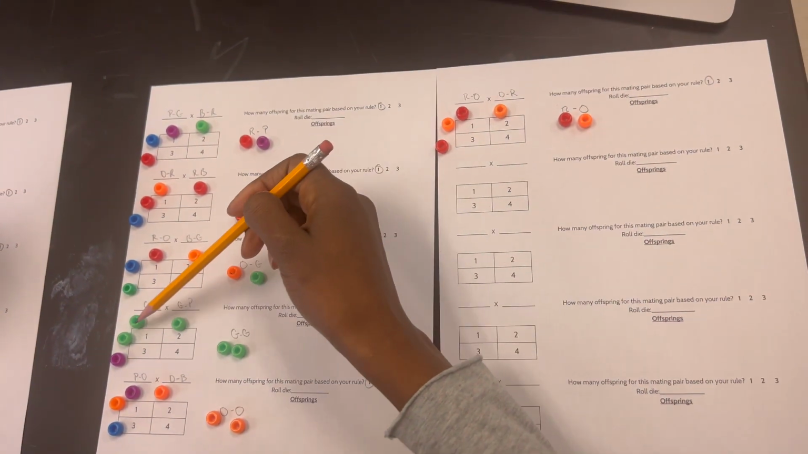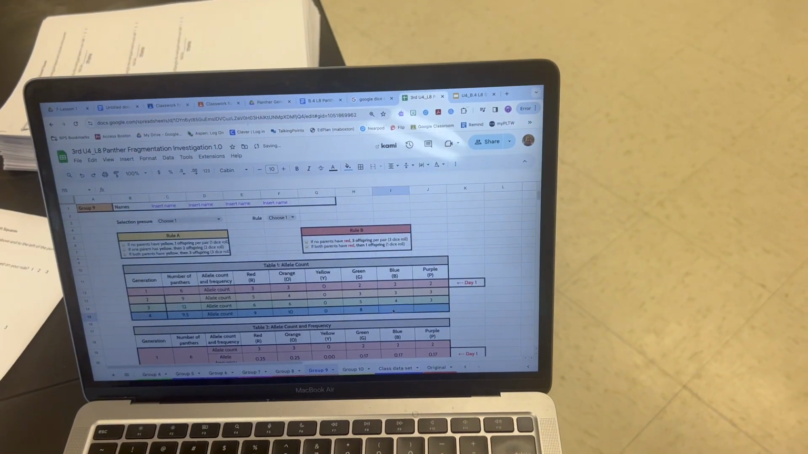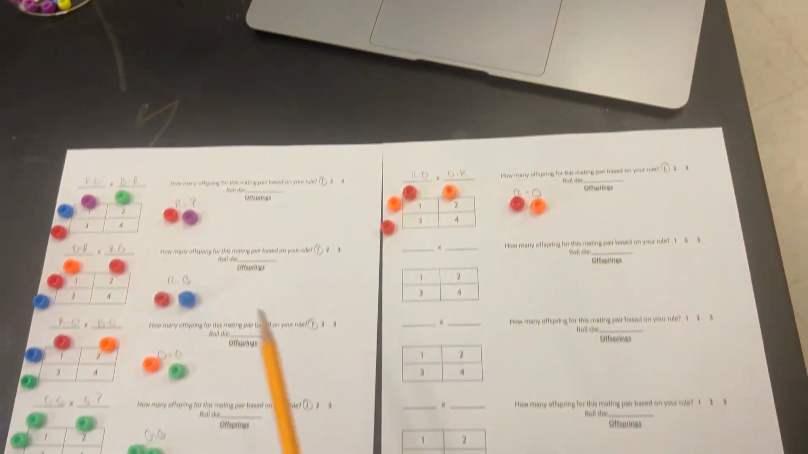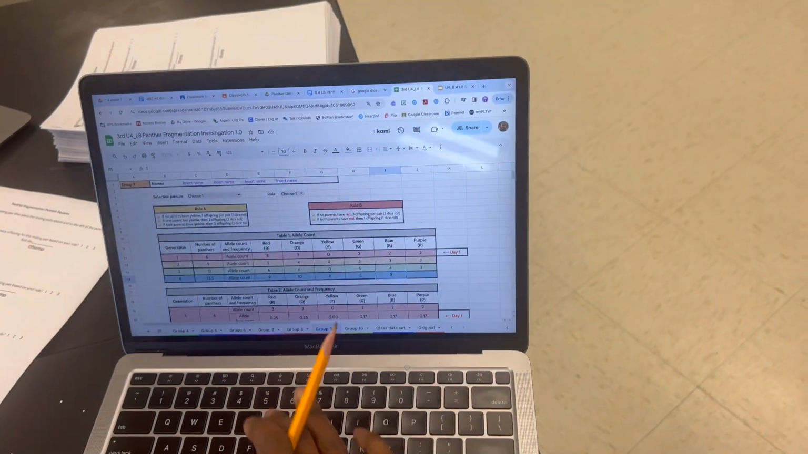And then green, we have 1, 2, 3, 4, 5, 6, 7, 8 green. Just count the number of reds, the numbers of green, of blue, etc., but just the offspring. And then we have our blue. 1, 2, 3, 4, 5. 5 blue. And then how many purple? 1, 2, 3, 4. Only 4 purple.